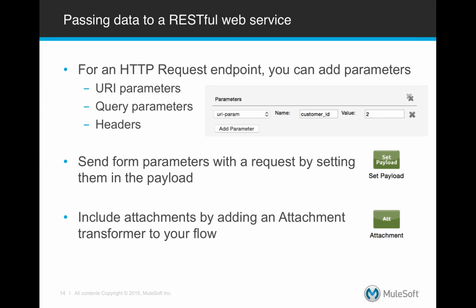It's also important to note, for our HTTP requester endpoint as of 3.6, we can very easily add in URI parameters, query parameters, and headers. If we need to add data to the payload, in the case of posting or putting data out to the resource, we could set payloads, and we can even add attachments inside of our flows.